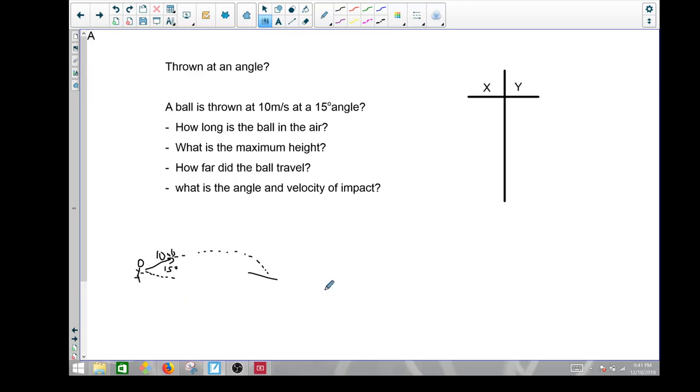A few things I might note about this: as I move along here, this thing is going to have an x velocity, and that x velocity is going to stay constant all of the time. So the x component is controlling how far I travel horizontally. Again, very important: x controls horizontal. That's horizontal distance traveled.